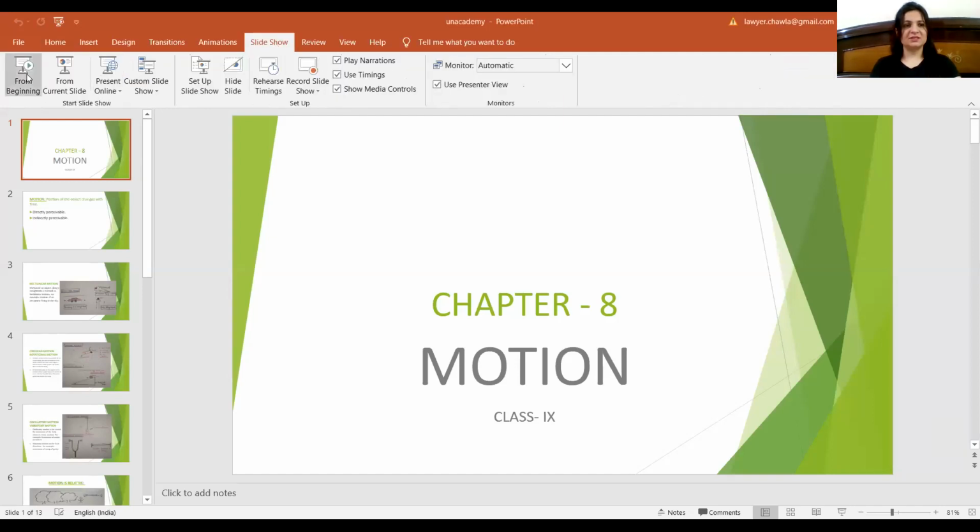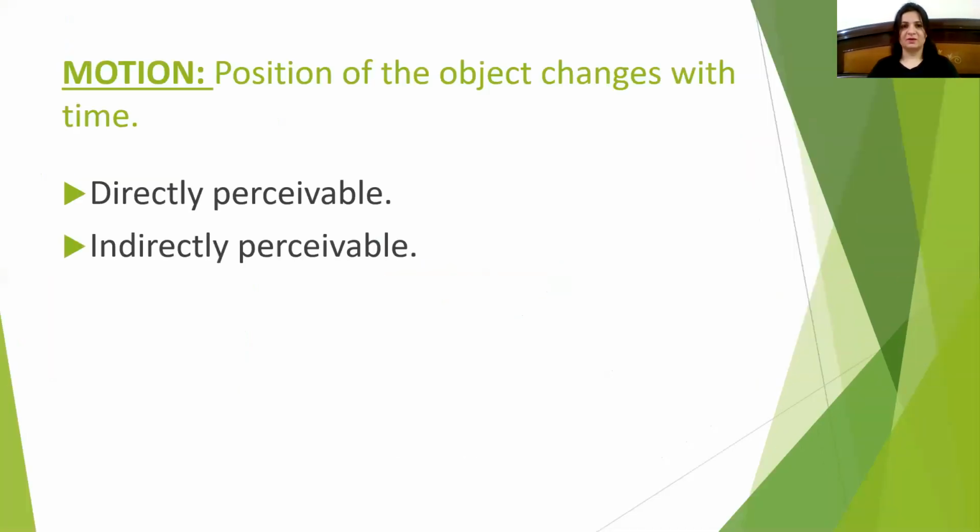When the object changes its position with time, when we see the object moving, we say that the object is in motion. So first of all, let's see the definition of motion. Motion: an object is said to be in motion when its position changes with respect to time. For example, if I say that a car is moving on a road, then the car is said to be in motion because the car is changing its position with time.